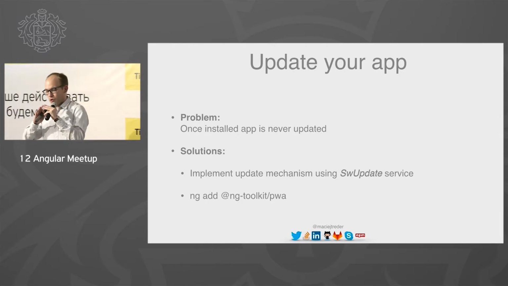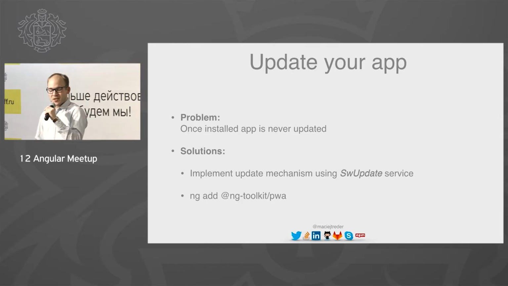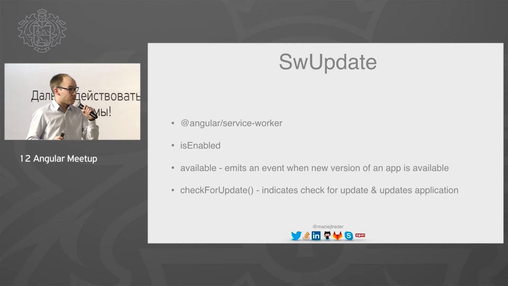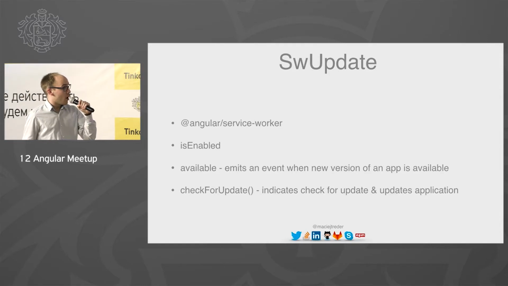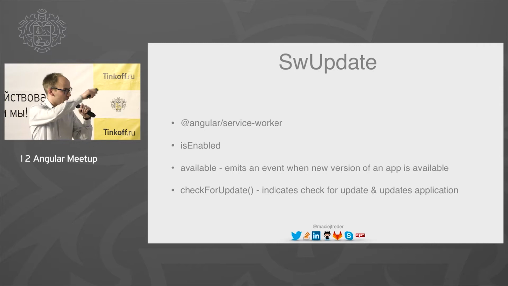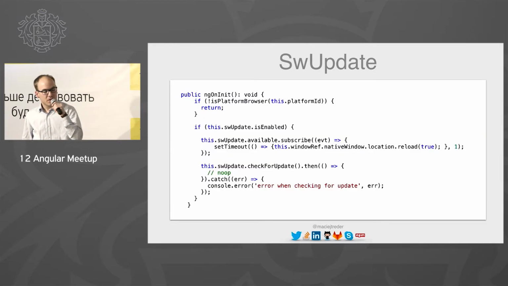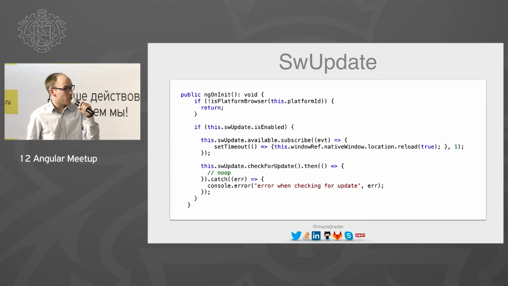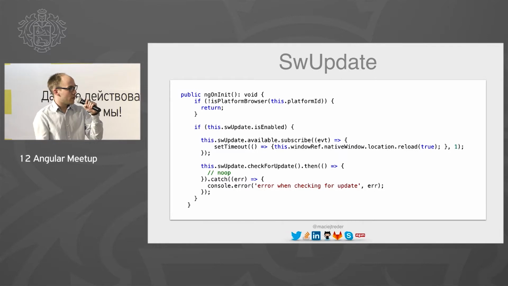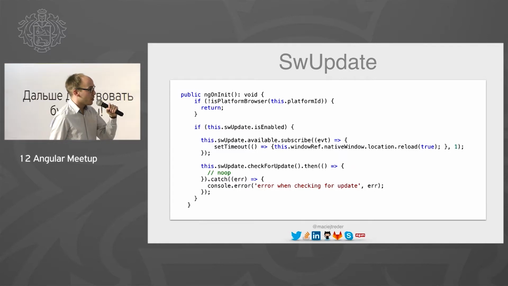So what is the most important? Start from the update mechanism. This is how it is, this is the API of the service, and this is how it is implemented in ng-toolkit, and this is how you could implement it on your own.